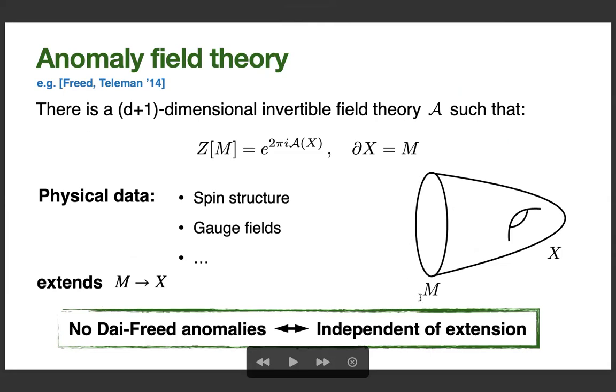we can calculate the partition function on any space-time manifold M with background connection A. And the result will be the same if we evaluate this anomaly field theory, or at least e to the two pi i times the anomaly field theory, on a D plus one dimensional manifold such that the boundary is M, okay? And so that A, this curly A, knows about all the physical data of our theory that we're interested in, we need to extend from the D dimensional manifold into this D plus one dimensional manifold X all the physical data, which can be orientation, spin structures, gauge fields, and so on and so forth.